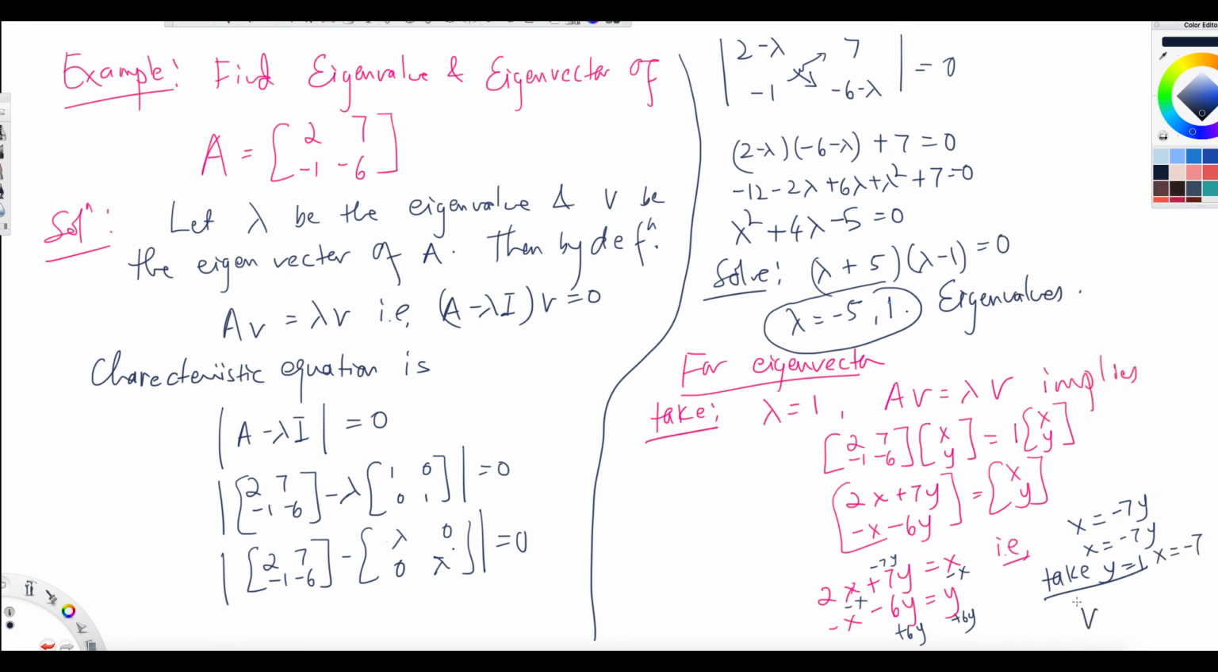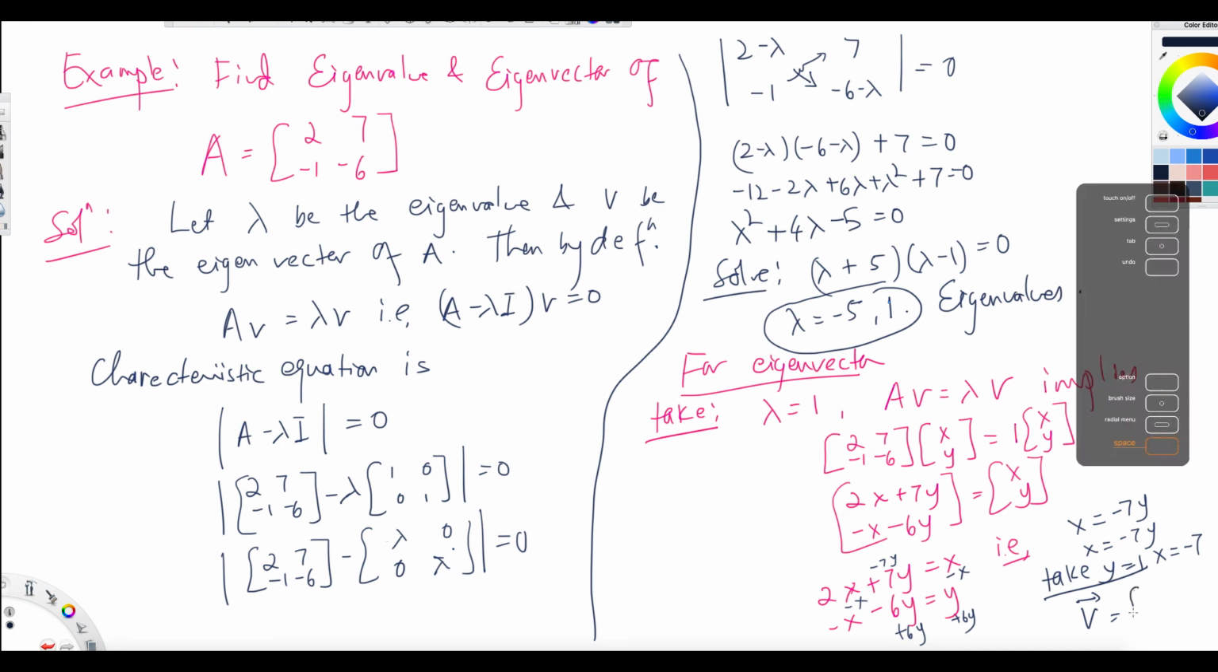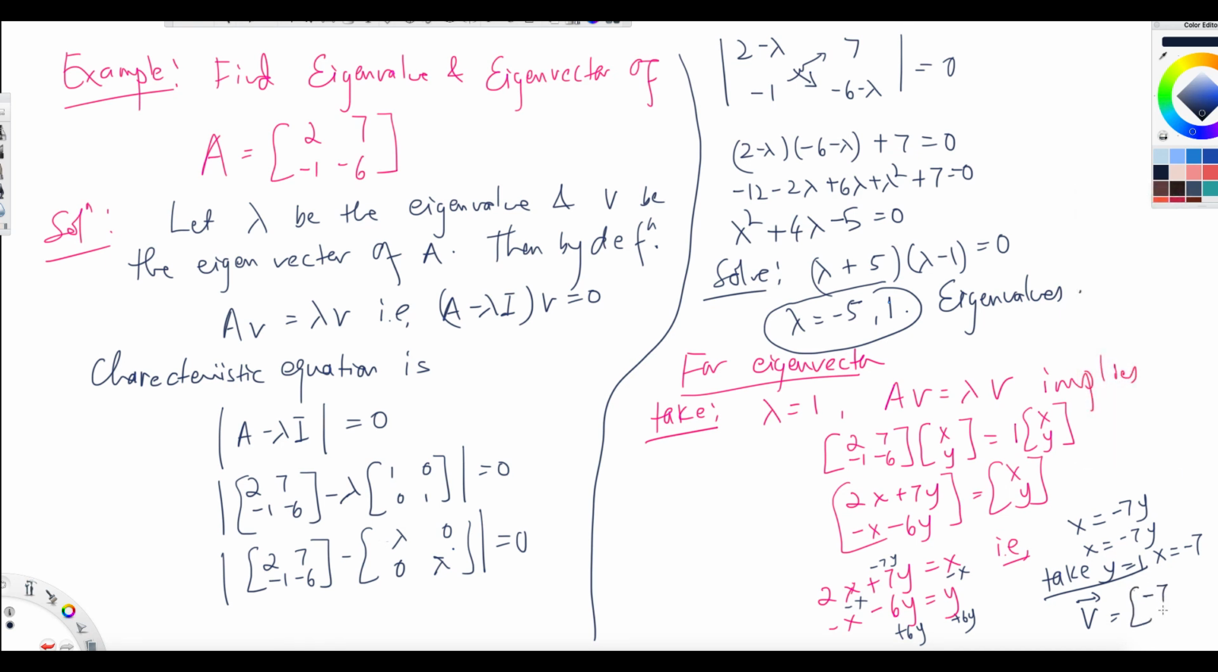So what is the vector v then? Vector v, you can write the arrow on the top. Vector v equals x is -7, y is 1. You can write like this. Now, this is for lambda equals 1. Similarly, for lambda equals -5, you'll have to do the same thing. Let me show you that one too.